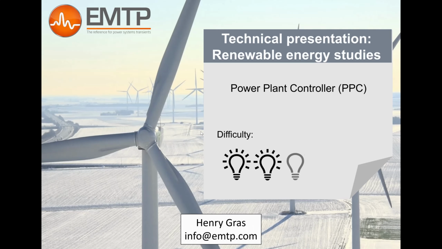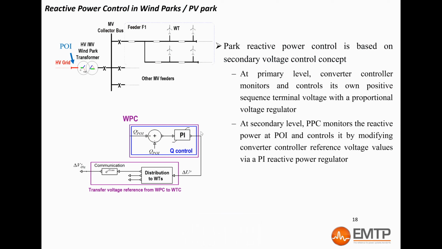In this video, we will discuss the power plant controller, the PPC. The PPC is present in large-scale wind and PV parks. Its goal is to control the park power flow by sending individual references to wind turbine or PV converters in the park. In the generic model of EMTP 4.1, only the reactive power loop is modeled.